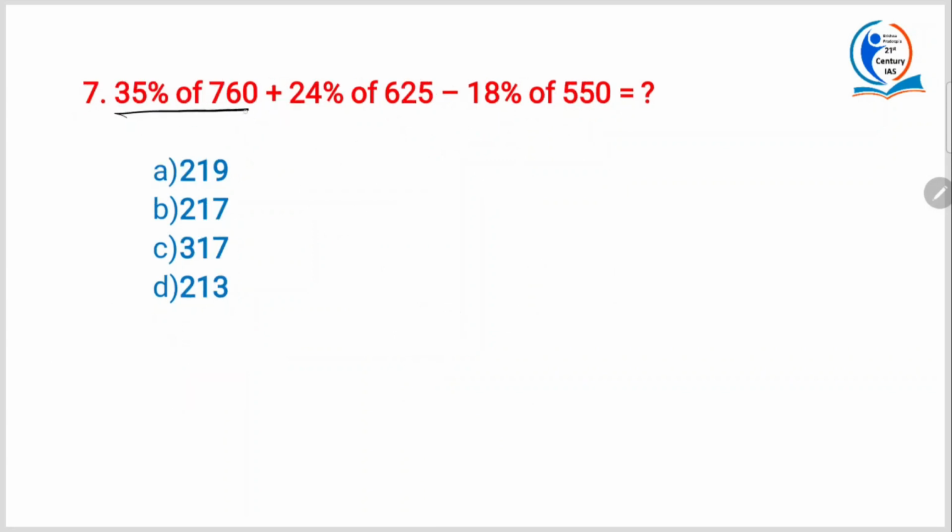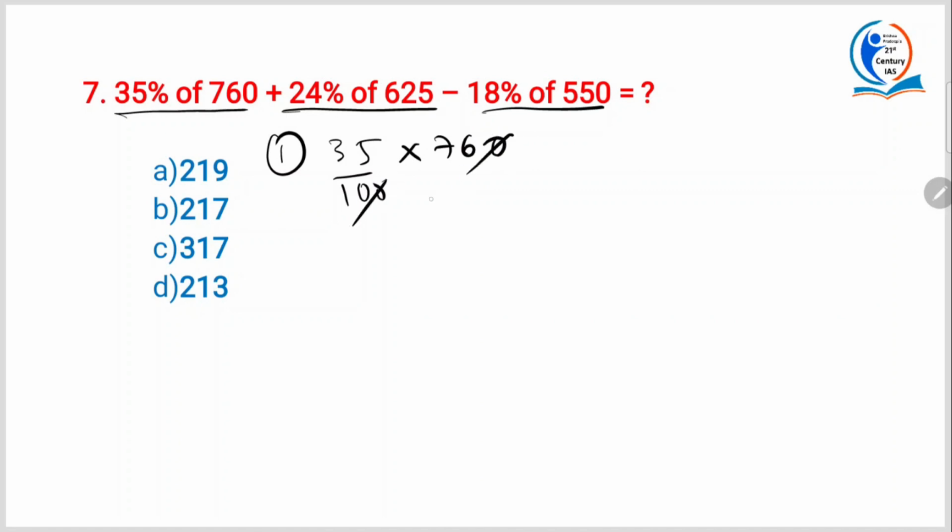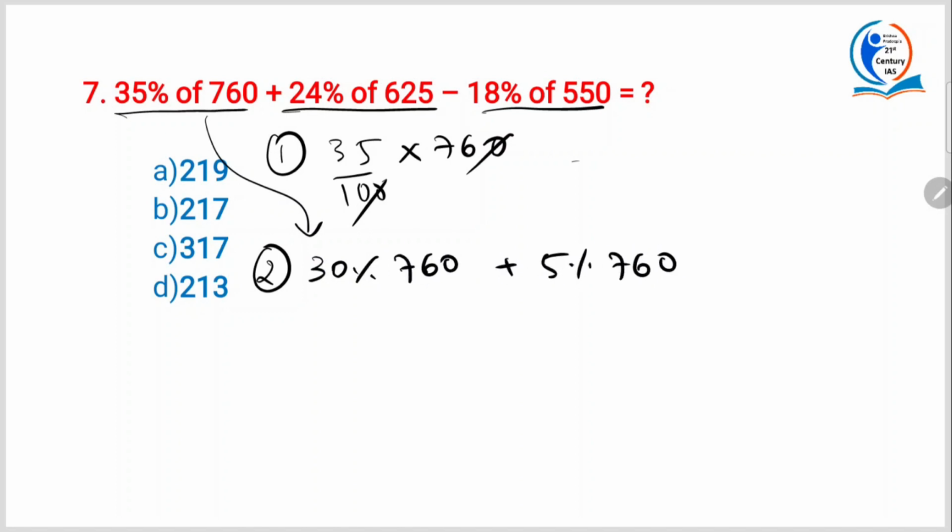Next, 35% of 760 plus 24% of 625 minus 18% of 550. Here, one method is direct multiplication, that is 35 by 100 into 760. This will go, and then you will cancel and do all that. That is one method. The other method is, see, this 35% of 760 can be written as 30% of 760 plus 5% of 760, no? Alright.